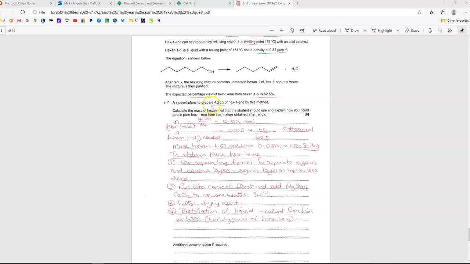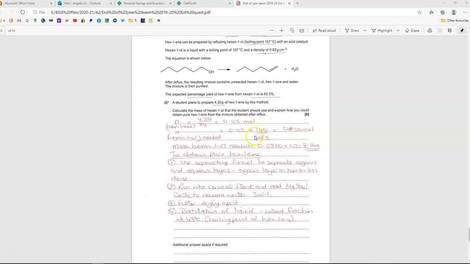Okay, so if you want to get 4.2 grams of hexagonine, then obviously we need to work out how many moles of hexagonine that is. From that, you can see it's a 1-to-1 ratio. We can see how many moles of hexan-1-ol we'll need, but because it's a 62.5% yield, you're going to need more than just a 1-to-1 ratio, aren't you? You're going to need more than 0.05 moles.